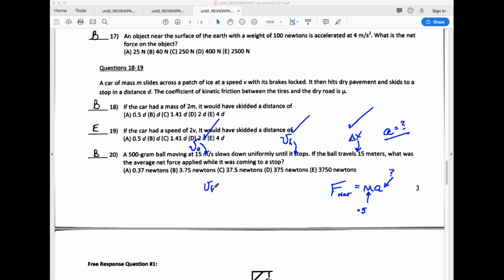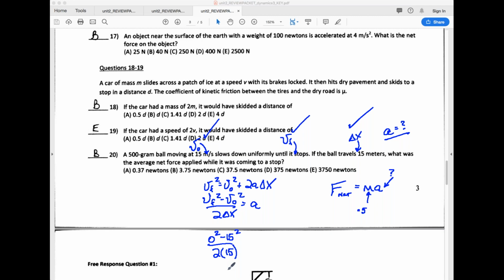I'm going to use the third equation, Vf squared equals Vo squared plus 2a delta x. Solving for a, I get V final squared minus V initial squared divided by 2 delta x is equal to a. It becomes 0 squared minus 15 squared over 2 times 15. So I'm going to use my calculator. 15 squared divided by 30, and I'm getting 6750. I'm not sure I did that right.